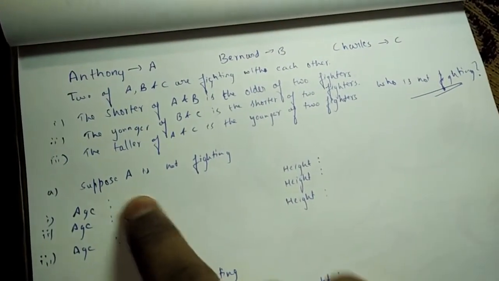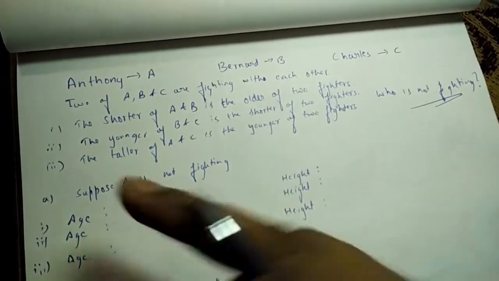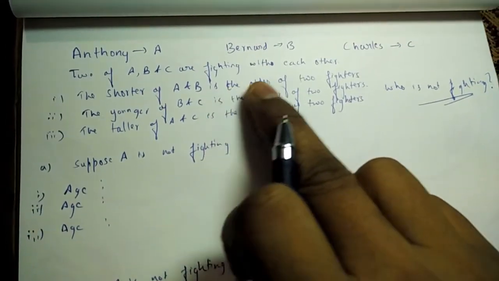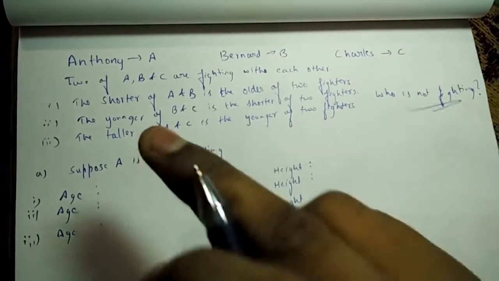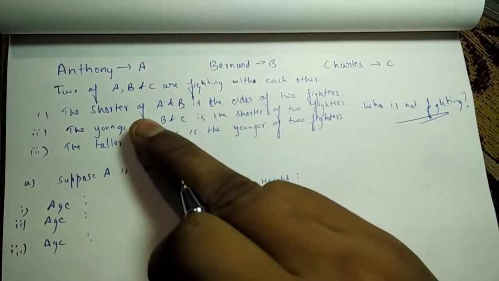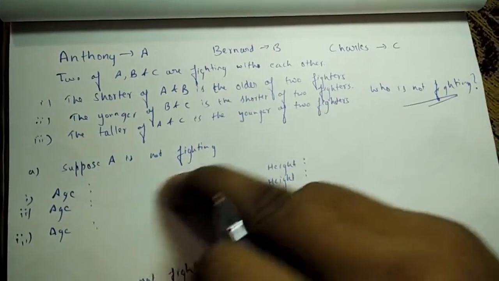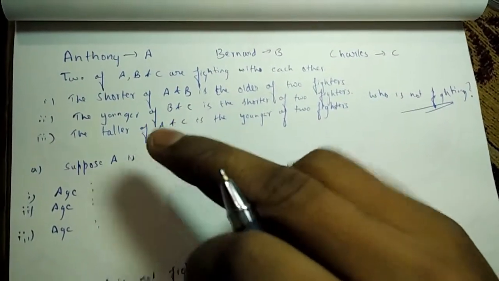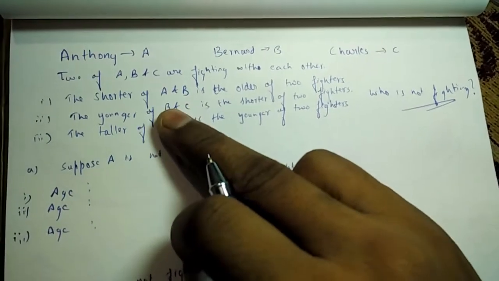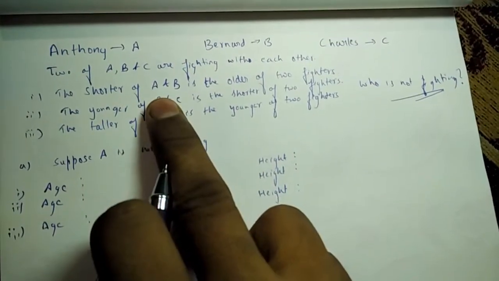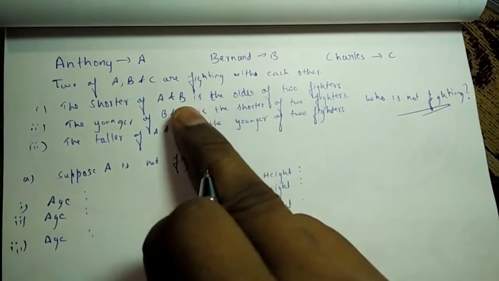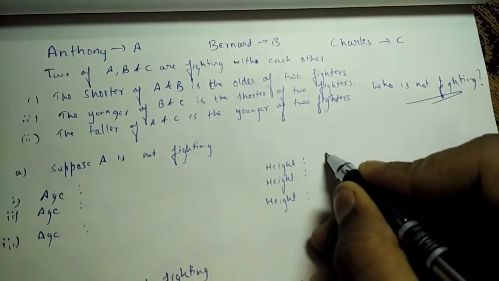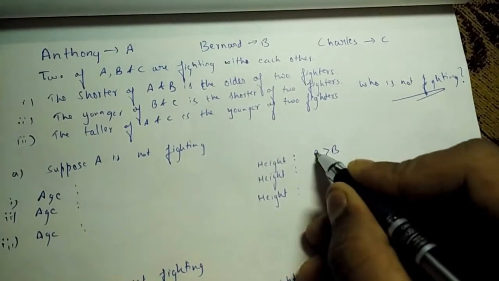Now suppose A is not fighting, then according to our first equation, the shorter of A and B is the older of the two fighters. Please concentrate here, guys. As we have supposed that A is not fighting, then he cannot be the older of the two fighters because he is not even fighting. Thus we get the shorter of A and B. That means B is shorter, or we can say A is taller. Then in height, A would be taller than B.